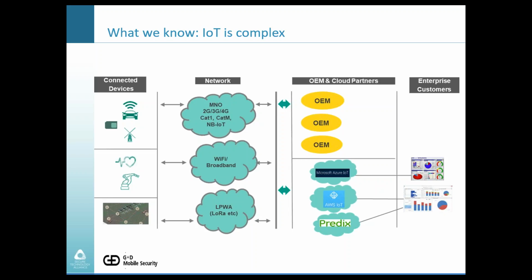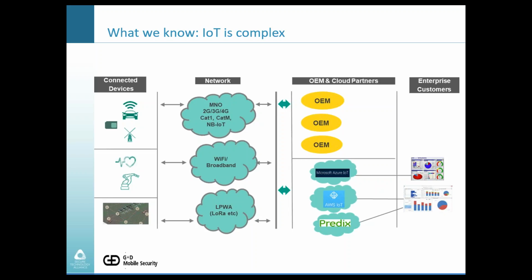So one of the reasons we find it hard to secure IoT is that setting up an IoT end-to-end system is fairly complex. There is a whole bunch of different types of connected devices. It could be a connected car, a windmill, a connected medical device, many different sensors, connected GPS trackers, connected agricultural sensors, and so on.